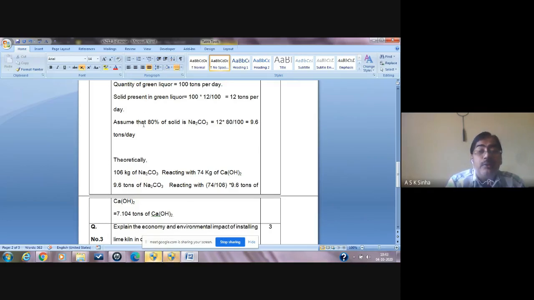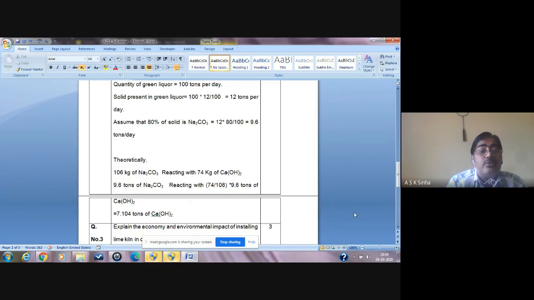Assuming that 80% of solid is sodium carbonate, that means out of the total solid, we are taking that 80% is sodium carbonate, and the rest will be some other type of chemicals which are not participating in the reactions. We will leave them. So we will take 80% of the solid, and the solid is 12 tons, so 12 multiplied by 80 upon 100, so 9.6 tons per day.